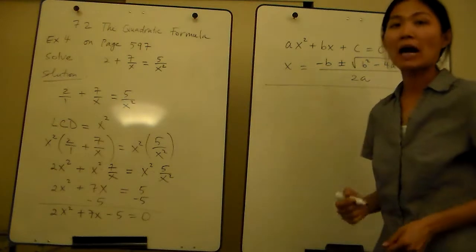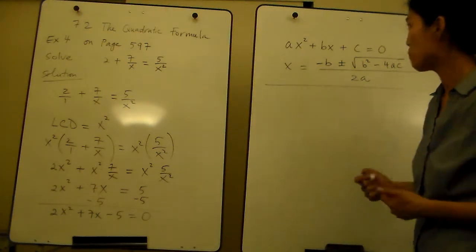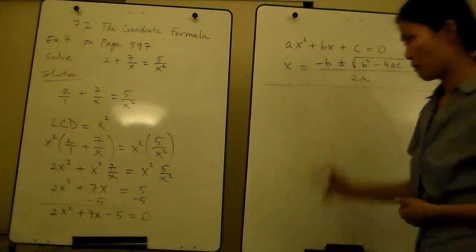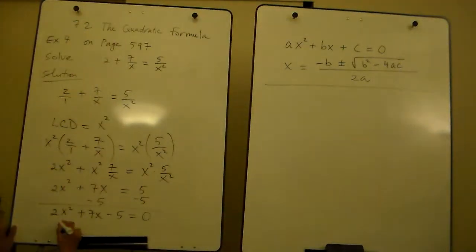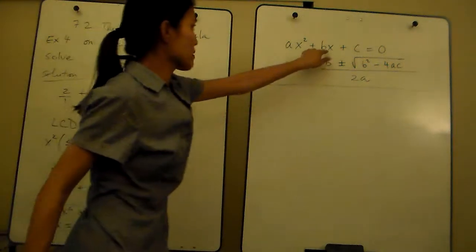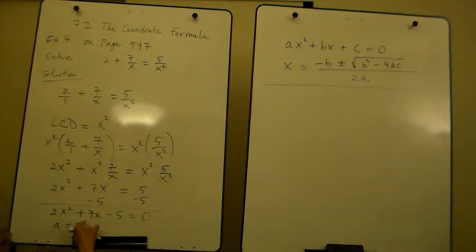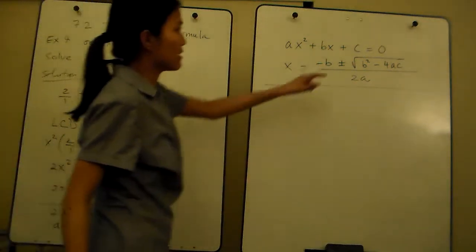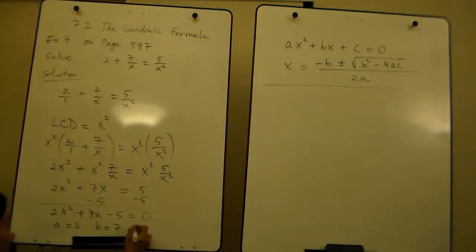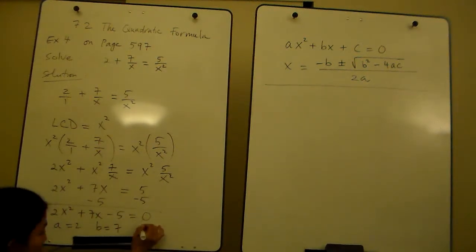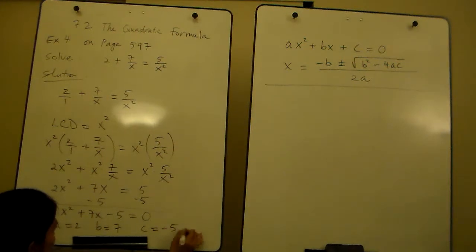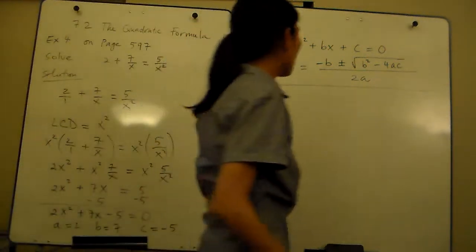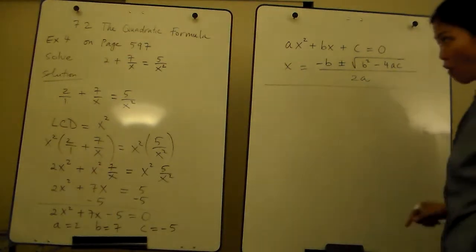Next thing you need to do is recognize which one is A, which one is B, which one is C. A is the coefficient of x squared, so A is 2. B is the coefficient of x, and it's a positive 7, so B is 7. And what is C? C is the constant term, which is negative 5. Make sure you see that this is negative 5, not 5. So C is equal to negative 5. Now we know A, B, C, so we can use the quadratic formula to solve this equation.